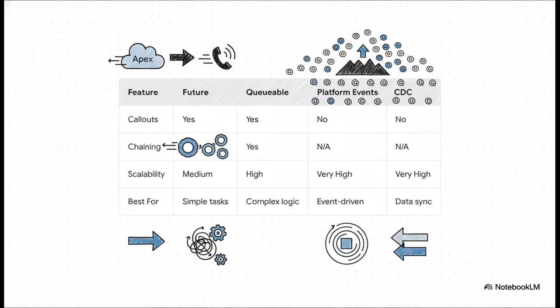Need to make a callout? Future or Queueable. Need to chain things together? That's Queueable, no question. Worried about massive scale? You're looking at platform events and CDC. And the bottom 4 columns sum it up perfectly. Future for the simple stuff, Queueable for complex Apex, platform events when you're building a decoupled event-driven system, and CDC for straight-up data sync. This right here will help you make the right call every single time.